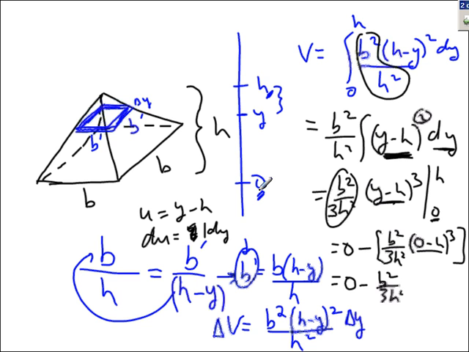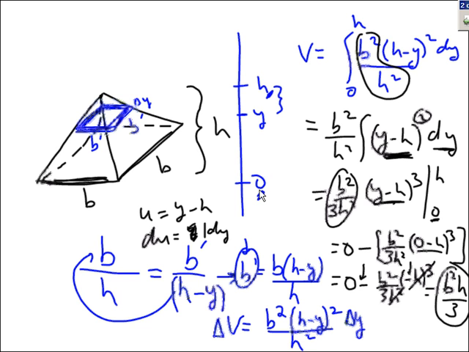Well, so this is 0 minus b squared over 3h squared. For 0 minus h is minus h, and when you cube it, you get minus h cubed. The minus in front with the minus here, because minus h cubed is negative h cubed. So it's b squared h cubed over h squared, which is h over 3. So there it is. And remember, the base was b by b squared. The very bottom base was b by b. And that's the volume.